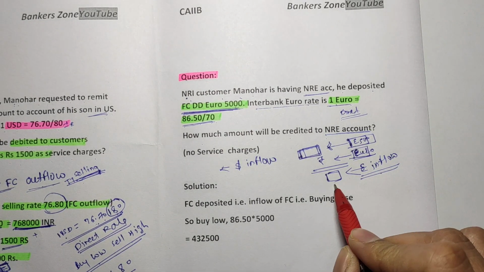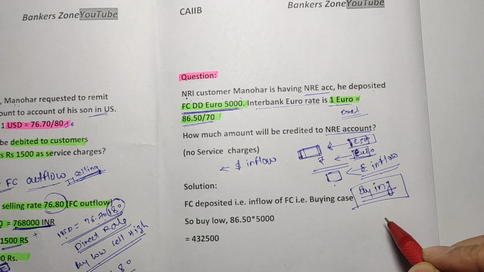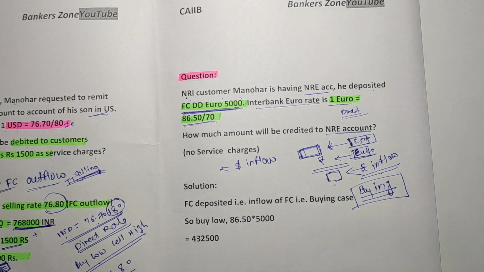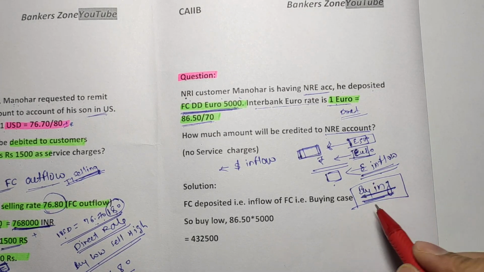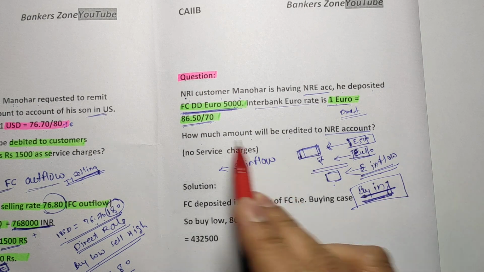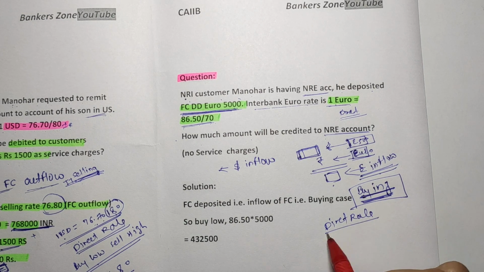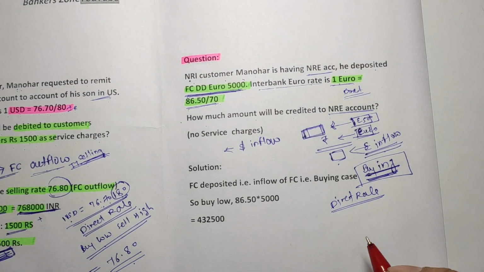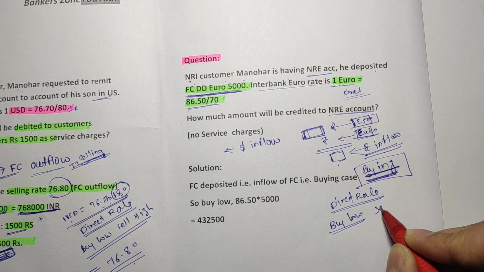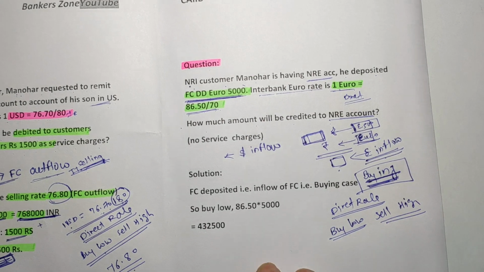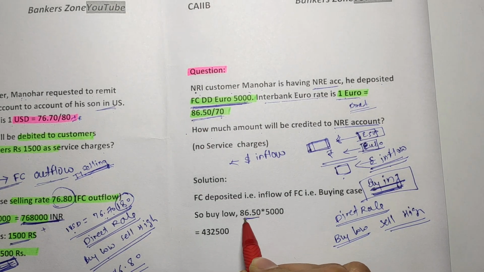And when there is inflow of the foreign currency, we have to apply the buying rate, right? When we are purchasing, something is coming to us, that's why it is a buying rate. Now I have already stated it is the direct rate, and when the direct rate is given, we have to apply a very important principle: buy low and sell high. So what is the lowest value here? It is 86.50. So definitely we will take 86.50.